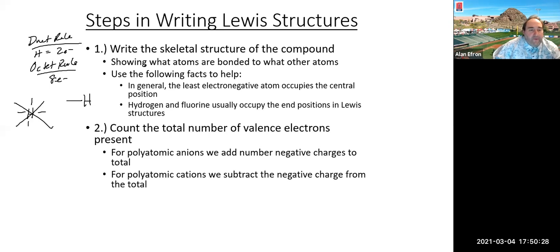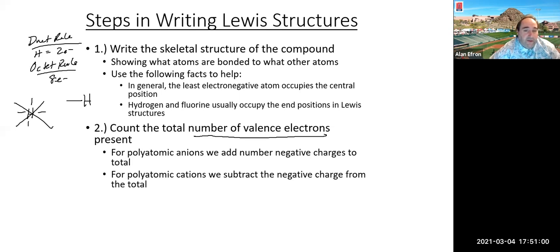Once you've got a logical arrangement for how this molecule should be put together, the next thing, which for the most part is the most important thing, is to figure out the total number of valence electrons that are available in your drawing. That obviously goes to the periodic table, the group number equaling the valence electrons.